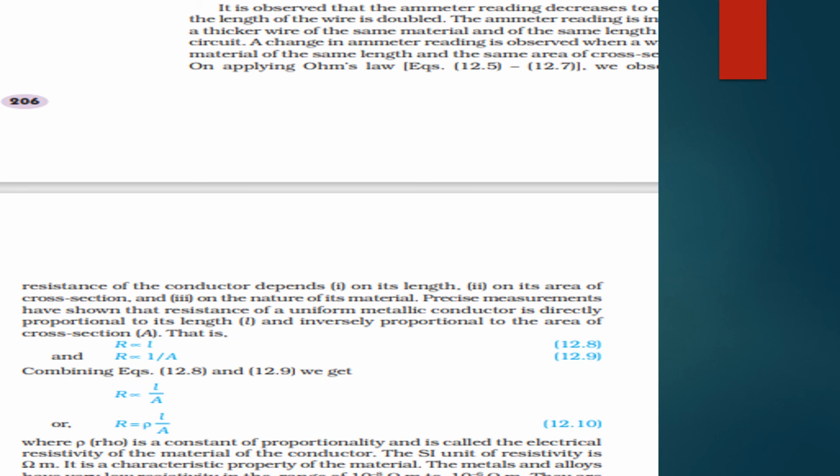This resistivity informs us about the resistance of the material. Resistance is the opposition by which current slows down. Resistance is like a frictional force, but it takes place inside the conductor and it opposes the motion of the electric current.